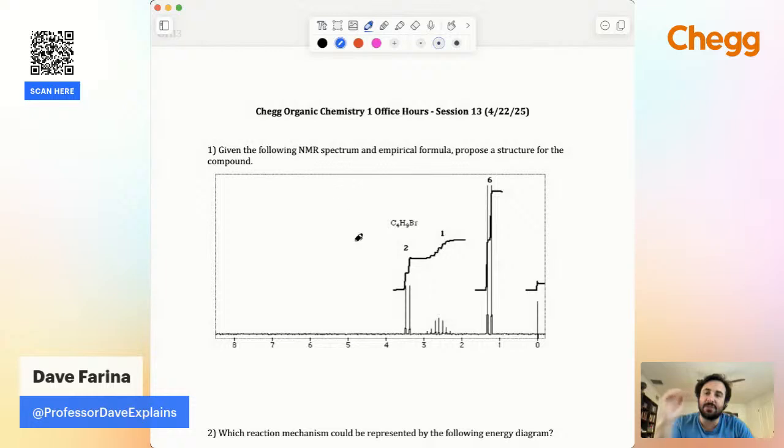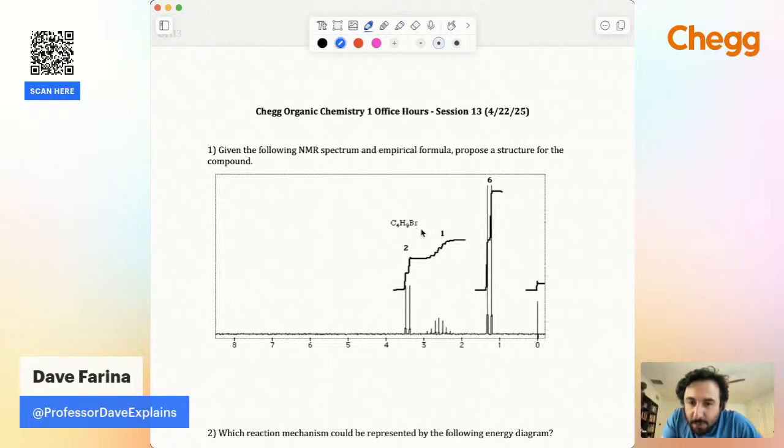So first up, we've got this one here. Given the following NMR spectrum and empirical formula, propose a structure for the compound. So this is a little bit different, right? Usually we are given a structure and a spectrum, and we are asked to assign the protons in the compound to the peaks in the spectrum. That's one type of NMR question that you could be expected to answer. There are a few other ones too, but this one is interesting where you're given a molecular formula and asked to propose a structure. We want to figure out what molecule this spectrum represents.